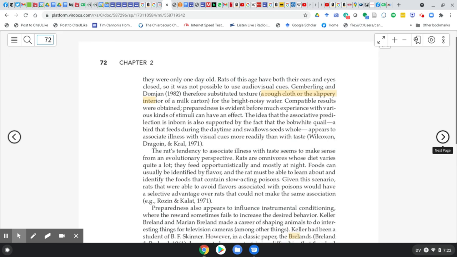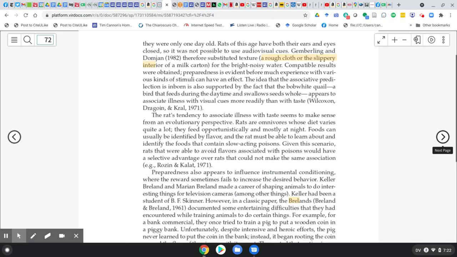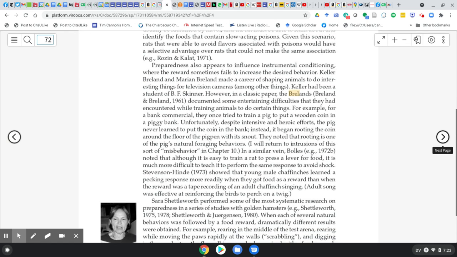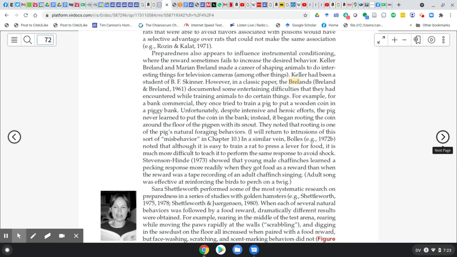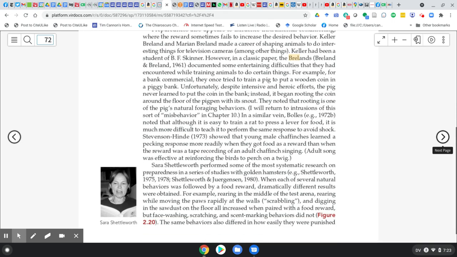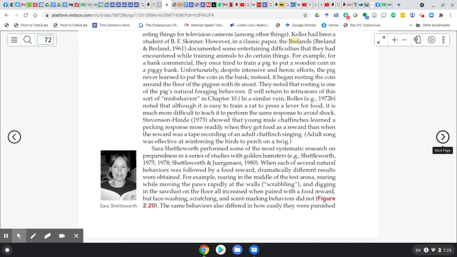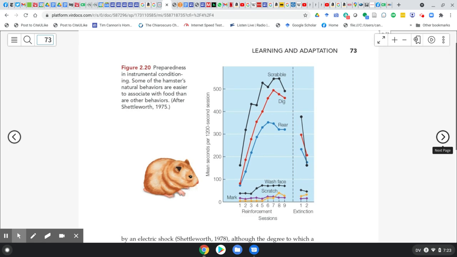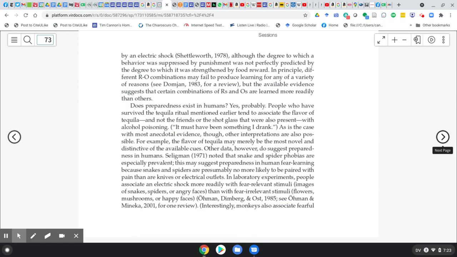Damian did a variant on this. And there's BF, who we'll talk about later. And there's the Brelands. They wanted to make money. They wanted to train animals to perform in malls for quarters and stuff. And the animals misbehaved. They published a study, The Misbehavior of Organisms. And there must be videos of that. We'll see it again later. And there are some golden hamsters scrabbling in the sawdust, and things that they are or are not prepared to associate with food.